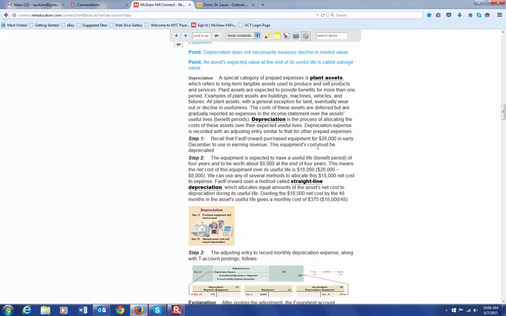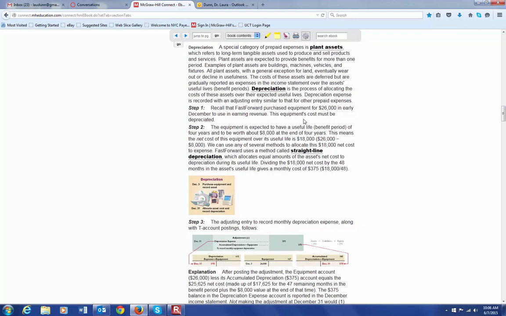Fast Forward purchased equipment for $26,000 in early December, but the cost of that equipment has to be depreciated. So what you first have to figure out is what is the useful life of that particular equipment. In this case, they believe it's going to last them 4 years. But at the end of that 4-year period, it would still be worth $8,000 as salvage. So the net cost of the equipment is $18,000. It cost them $26,000. At the end of the 4-year life, it's going to be worth $8,000. So the difference between those two is $18,000.